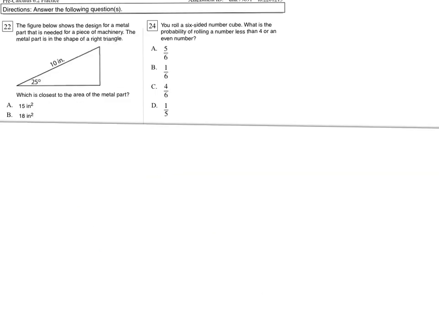All right, next up here, it says you roll a six-sided number cube. What's the probability of you roll a number less than 4 or an even number? So or in probability is kind of always adding.